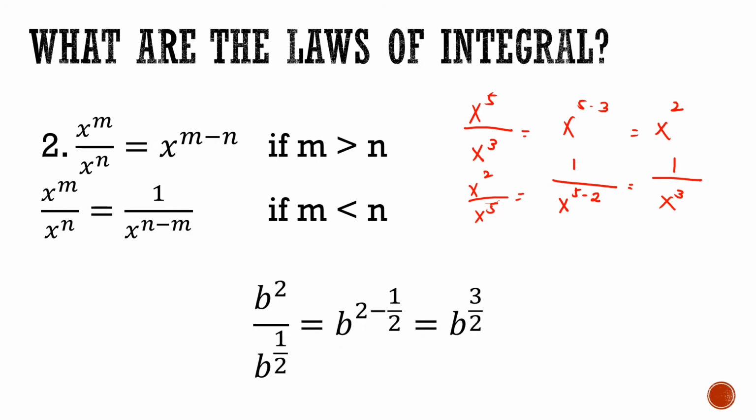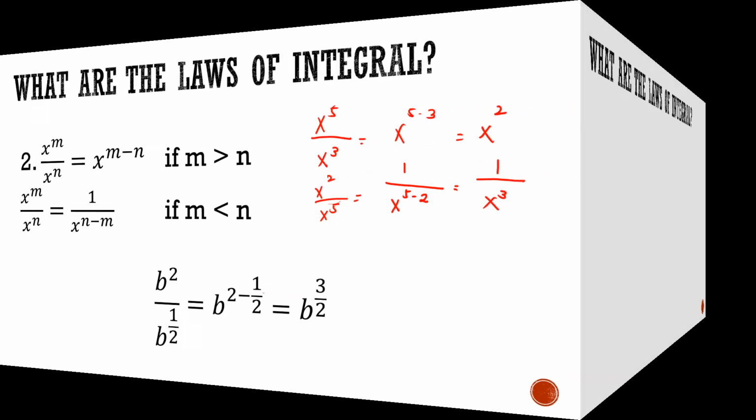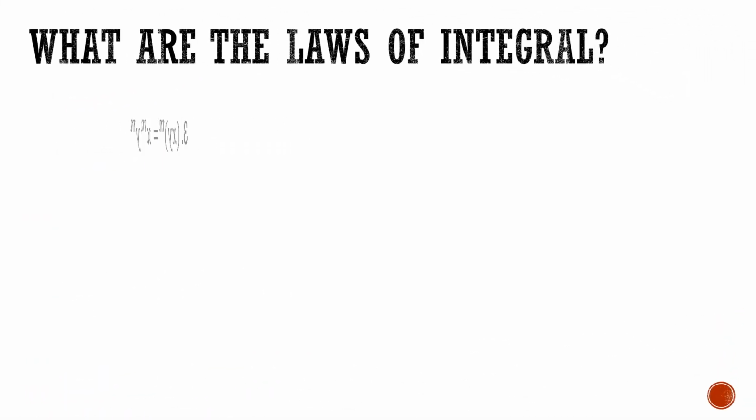Applying it, we have b squared over b raised to 1 half is equal to b raised to 2 minus 1 half, which is b raised to 3 halves. The third law is two variables raised by an exponent. So in this case, the quantity xy raised to m, just simply distribute the exponent one by one to each of the variables. So we have x raised to m and y raised to m.